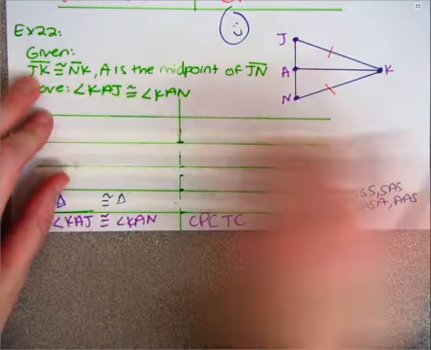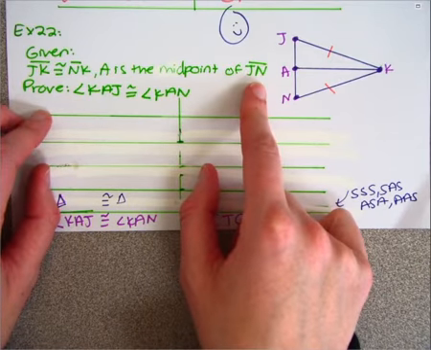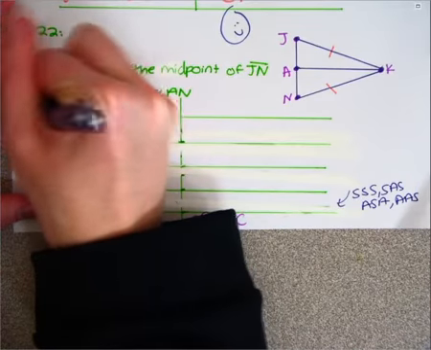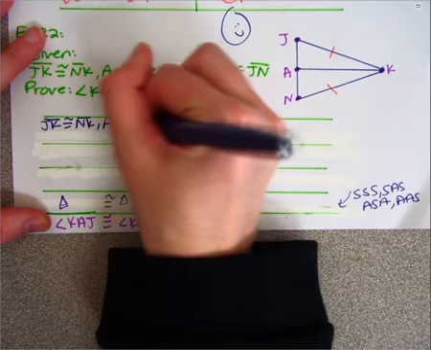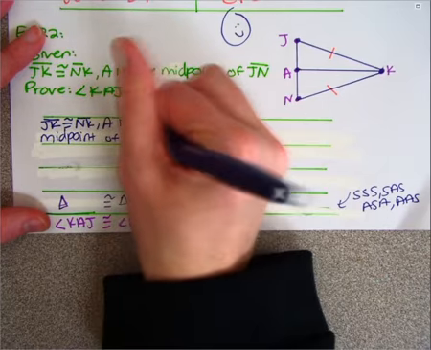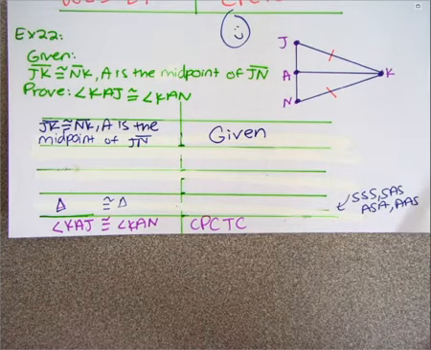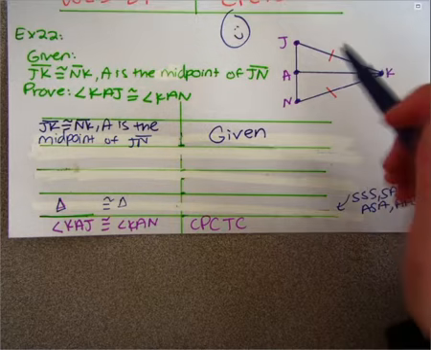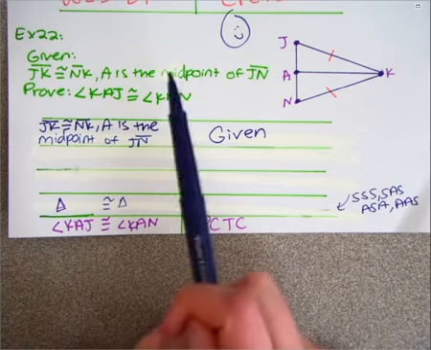So I know that JK is congruent to NK, which I marked in my picture. I also know A is the midpoint of JN. So I can't mark anything else in my picture, so I'm going to go ahead and just write in my given. J to the K is congruent to N to the K. And I also know that A is the midpoint of JN because it was given to me. Remember, you guys, it's always helpful if you can grab something from the given to help you. That is always a good first start.